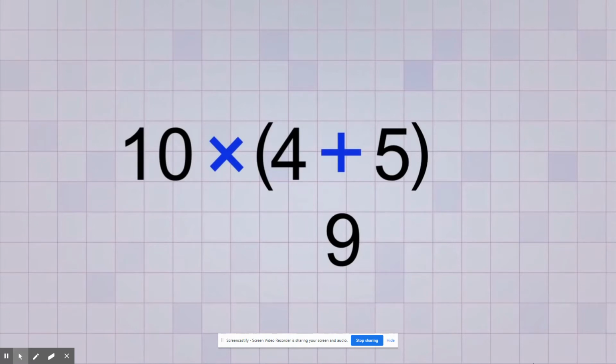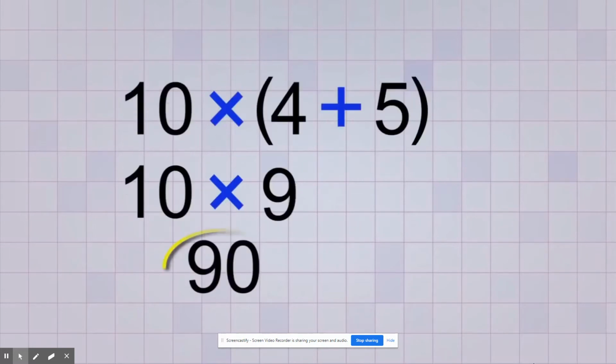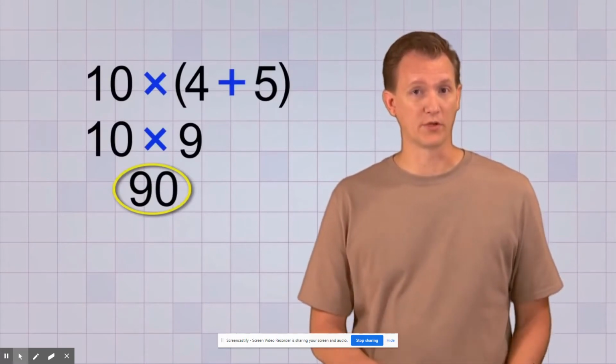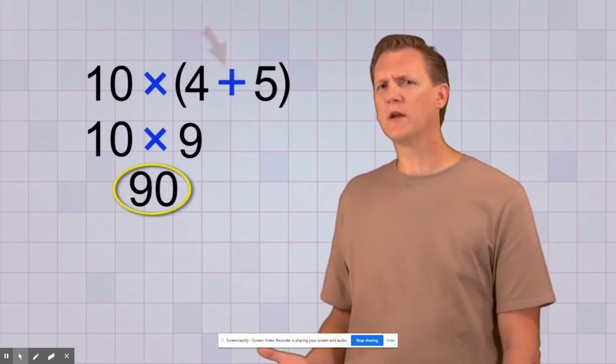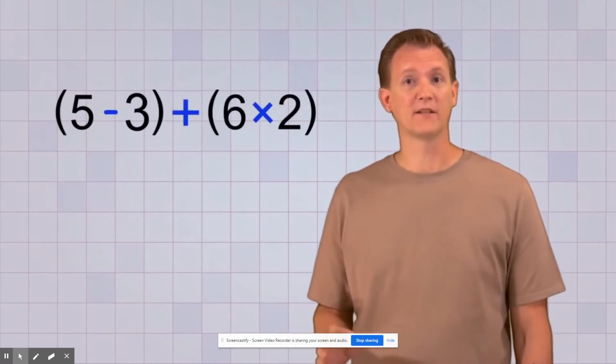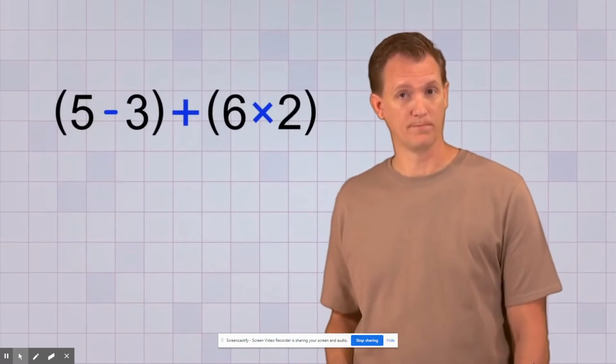Now that the parentheses are gone, we just have one operation left to do. We multiply 10 times 9, and that gives us 90 as our final answer. So parentheses can really help you know what part of a problem you're supposed to do first. But what if you get a problem that has more than one set of parentheses, like this? (5 minus 3) plus (6 times 2).